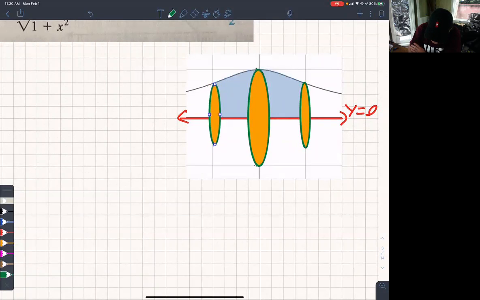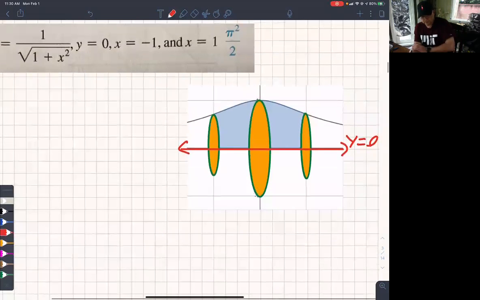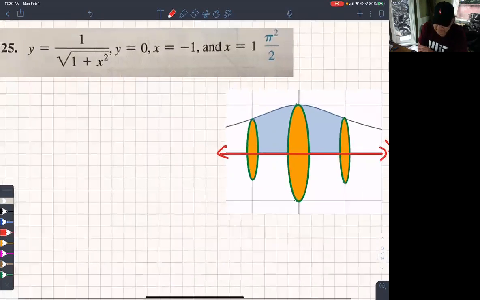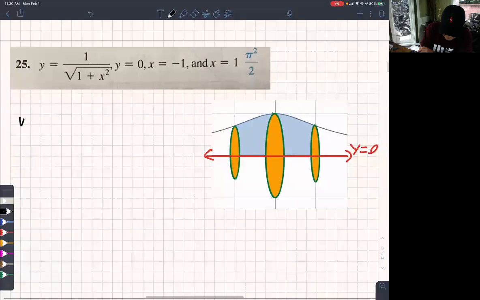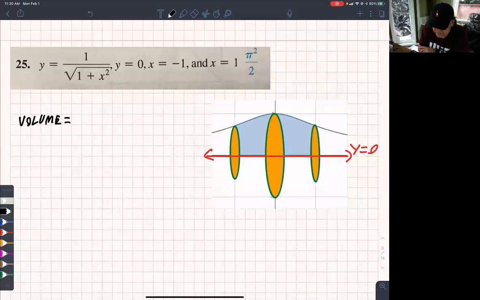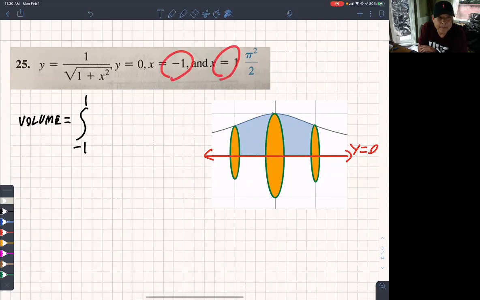I'm just giving you 3 slices out of an infinite number of slices. And let me redraw my axis of rotation. Bam. So what am I doing? To get the volume, I have to add up all the disks all the way across. Integration adds up a bunch of stuff. And it's from -1 to 1, because that's what they told us.